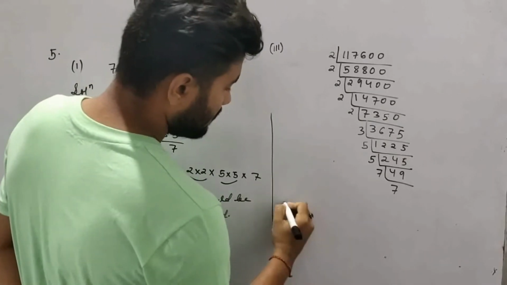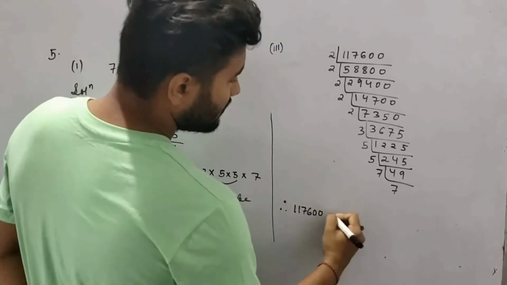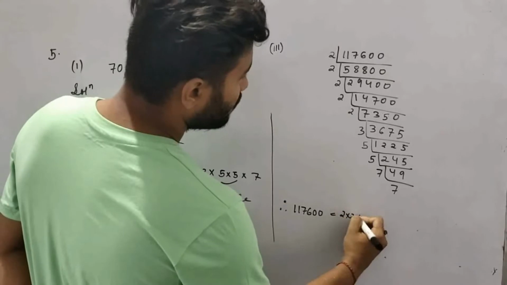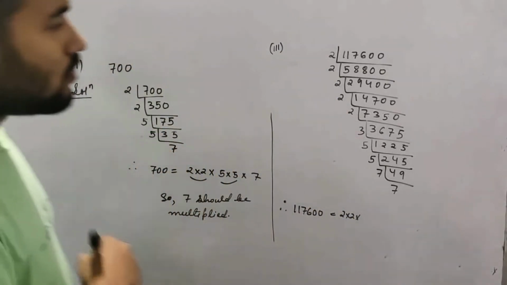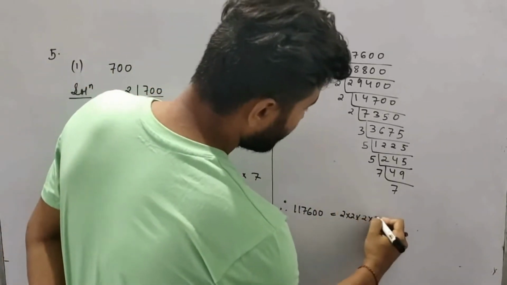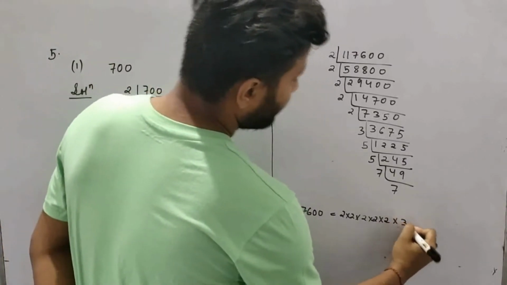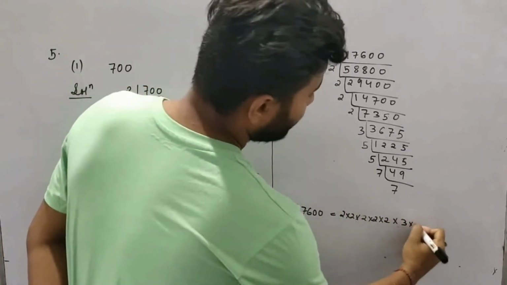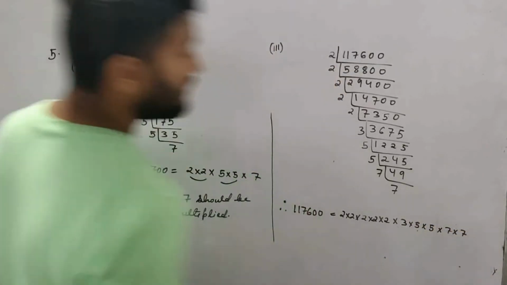Now 117600 is equal to 2 into 2 into, 1, 2, 3, 4, 5, there are 5 twos. Sorry, there are 5 twos, 1, 2, 3, 4, 5 twos are there. Then there is 3, then there is 5, 5, and then 7 and 7.